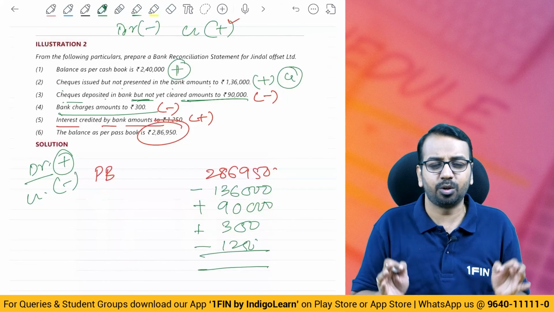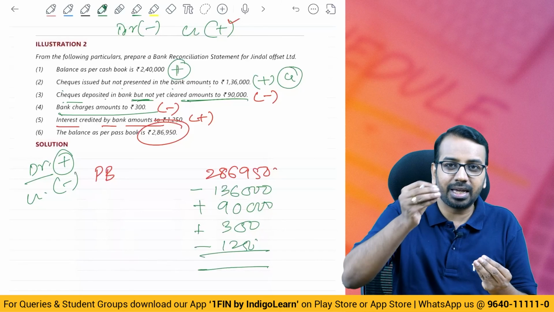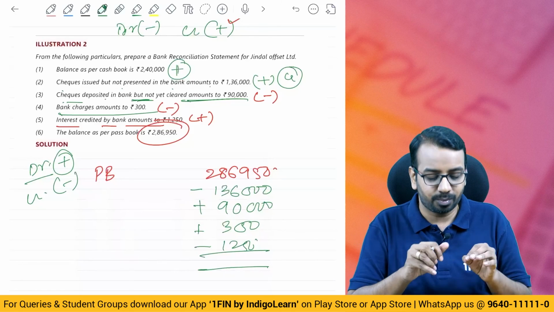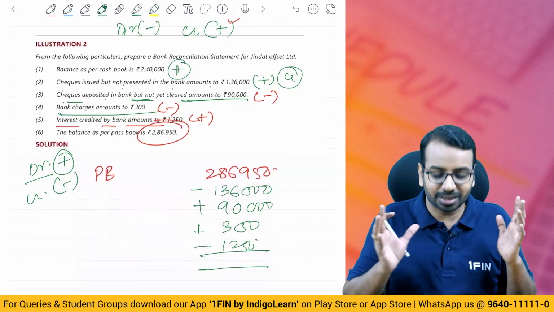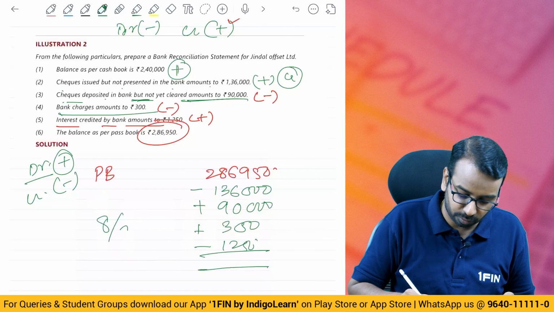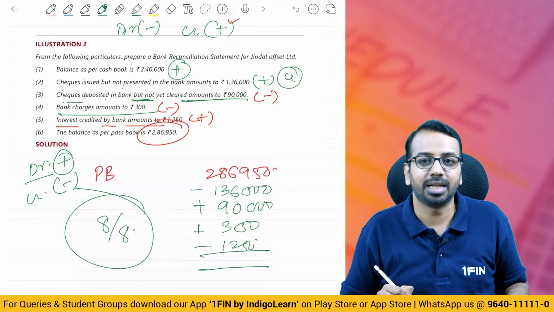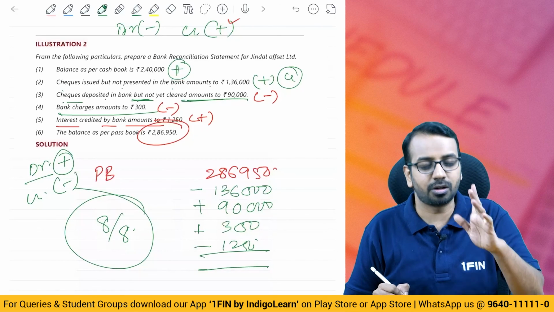Follow this technique and let me know whether it works or not. If you have any question where this is not working, please put it down in the comment section. I will tell you where you have gone wrong. Following this technique, I'll assure you, you will get 8 out of 8 marks or 10 out of 10 marks in your examination.